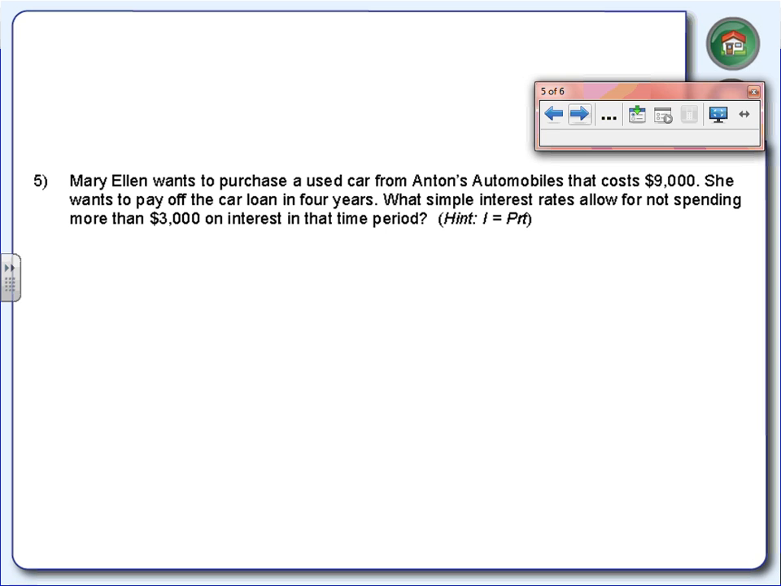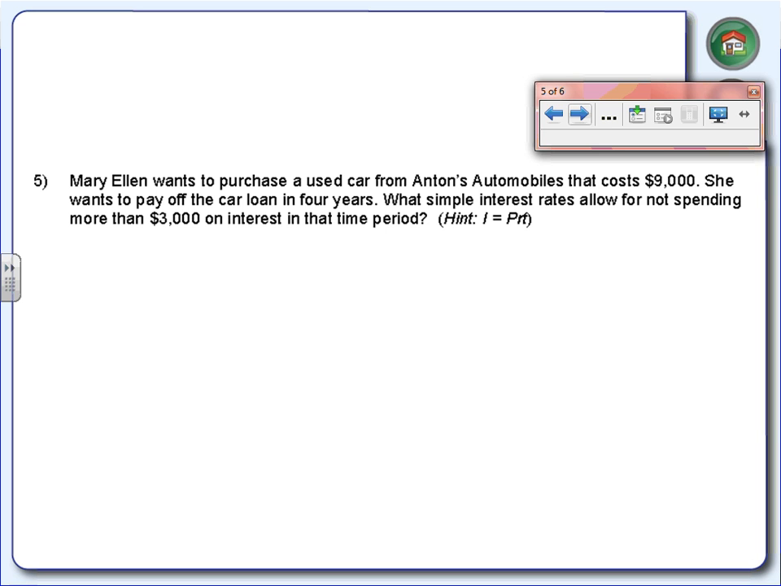Marilyn wants to purchase a used car from Anton's Automobiles that costs $9,000. She wants to buy a car that's $9,000. She wants to pay off the car loan in 4 years. What simple interest rate allows her not to spend more than $3,000 on interest in the time period?